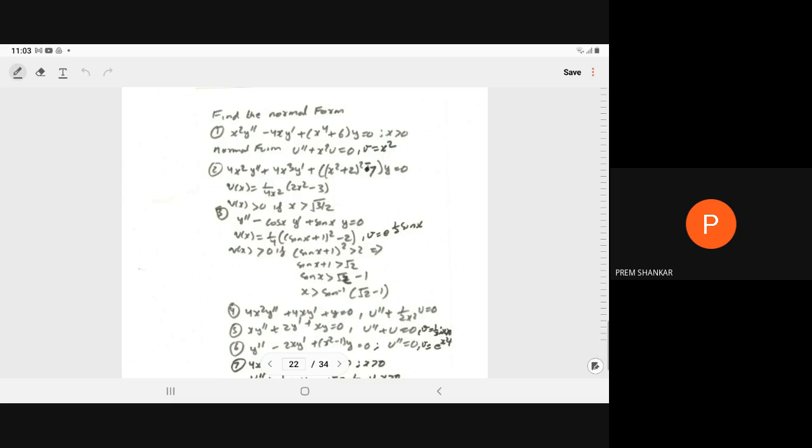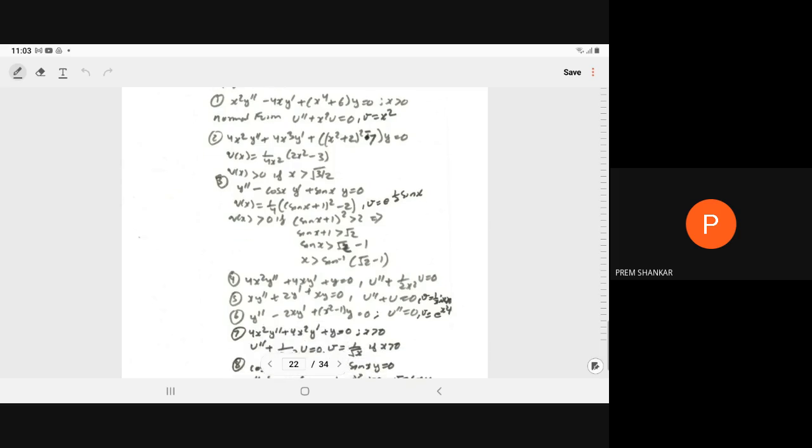So in this you have to determine the normal form. The corresponding normal form is given to you for the given v. Here: x square y double dash minus 4x y dash plus (x to power 4 plus 6) y is equal to 0. For this the normal form is u double dash plus x square u is equal to 0, v is equal to x square. Similarly: 4x square y double dash plus 4x cube y dash plus ((x square plus 2) whole square minus 7) y is equal to 0. In this, q(x) is equal to 1 upon 4x square times (2x square minus 3), right?